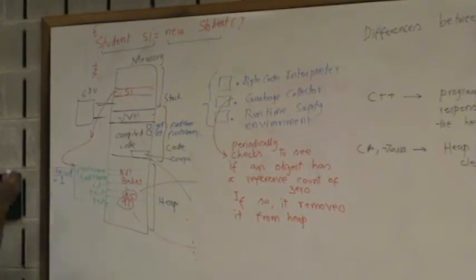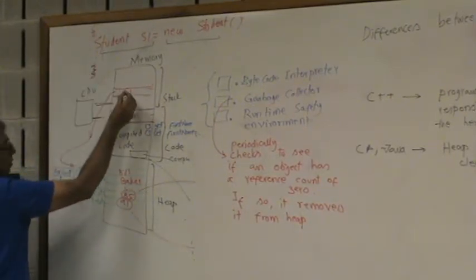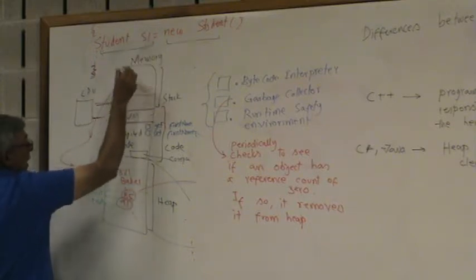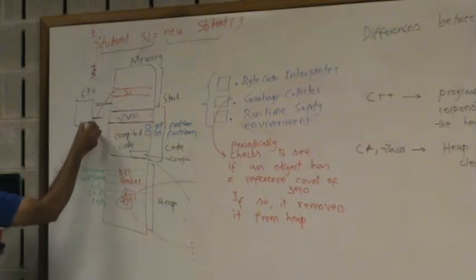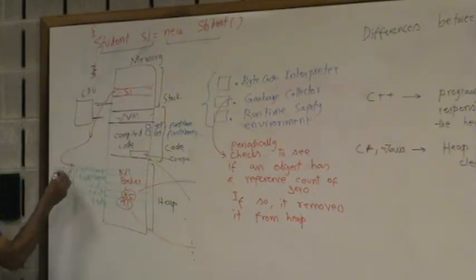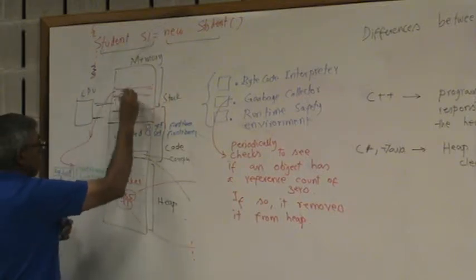Okay, so now we keep using it. Once we go over here, before we remove S1, because S1 was created on the stack, before we remove S1, we go to wherever S1 is pointing to and reduce the reference count. So this reference count will be reduced to 0, and then this will be removed from the memory.